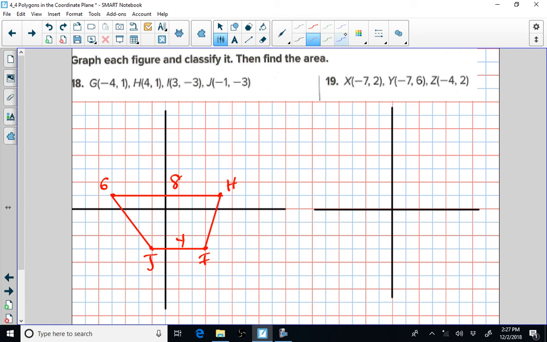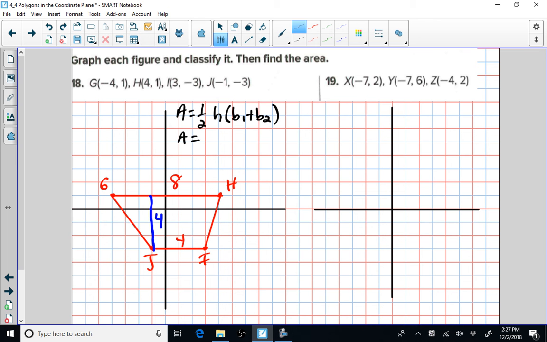I also need the height. Do it in blue so it stands out. The height is the perpendicular segment to the two parallel bases. My height looks like that's going to be 4 units long. We're asked to find the area. So I write my formula. Area is equal to 1/2 times the h times b1 plus b2.